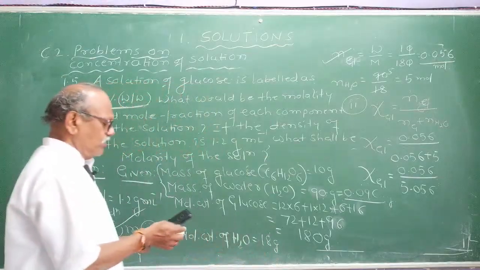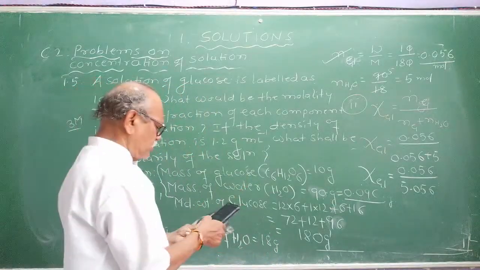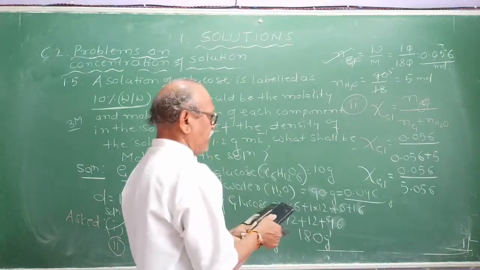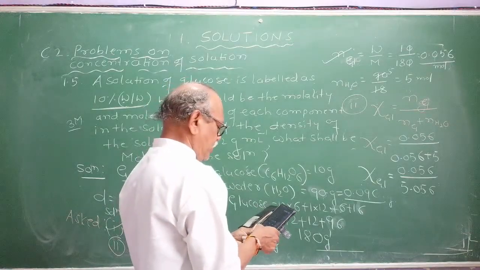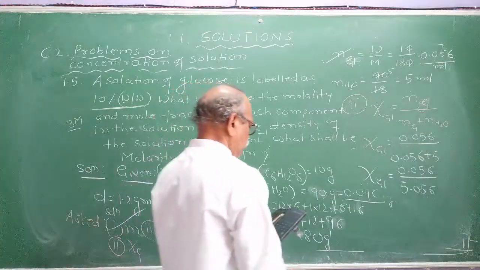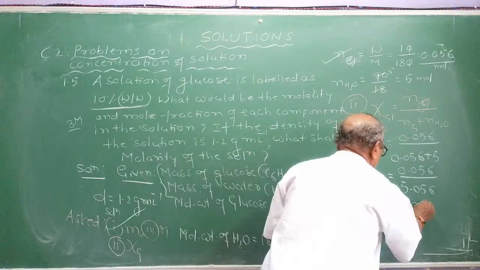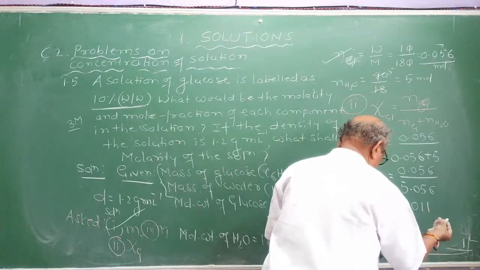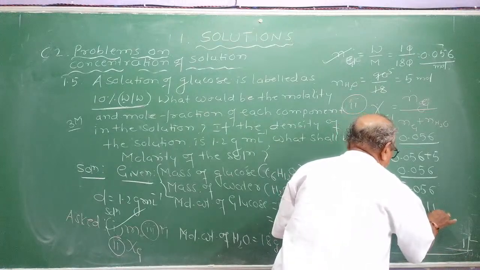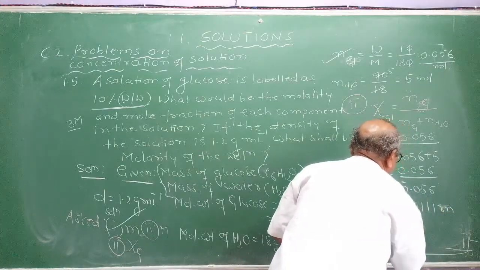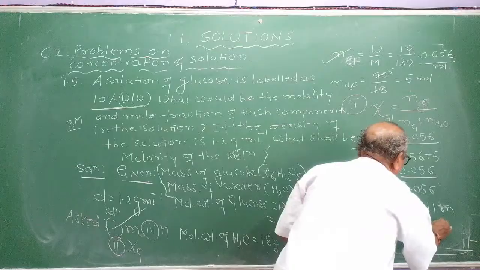Very easy. Don't worry about numbers, whatever numbers may be, you can calculate. 0.056 divided by 5.056, you will get 0.0110. Small m, molal. It should be read as molal.